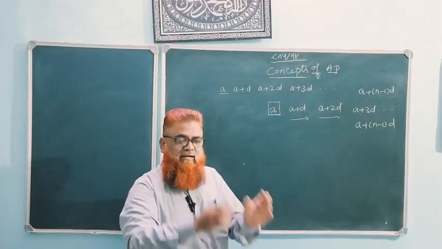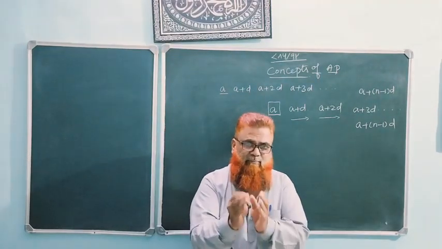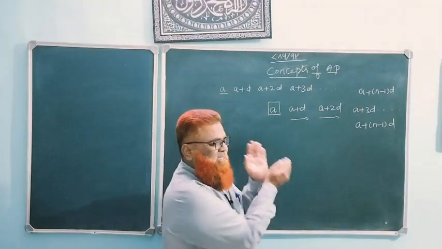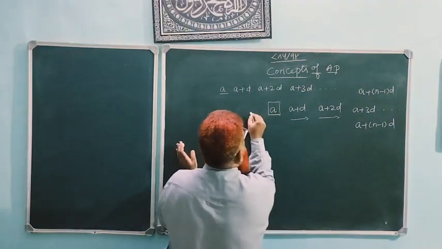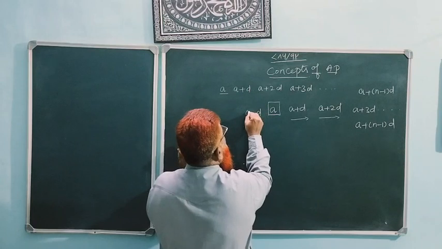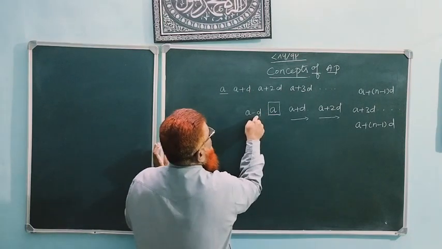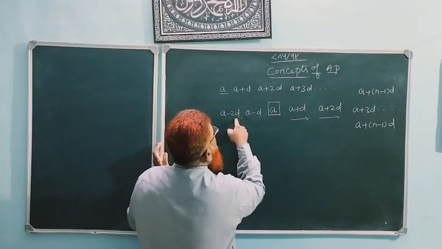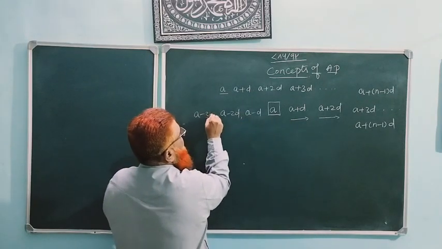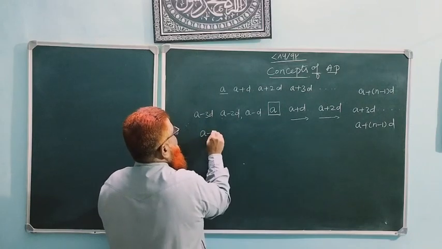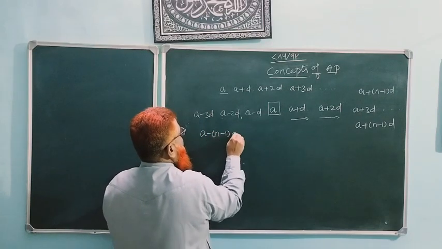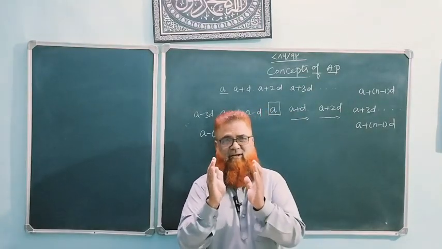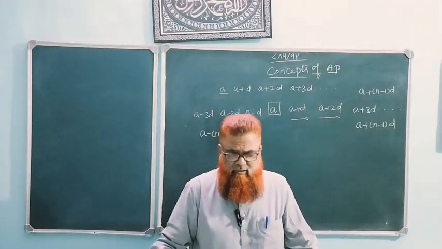And if A is the middle term in AP, it represents all the minus D on its left side. What is it? A minus D. Again add minus D, A minus 2D. Again add minus D, A minus 3D, etc. It represents A minus n minus 1 into D. Actually, this is the true and exact picture of the arithmetic progression.